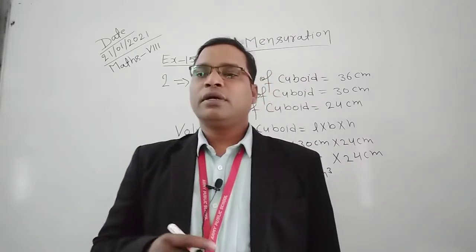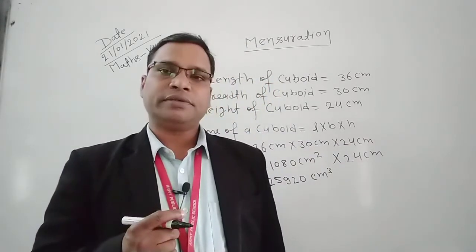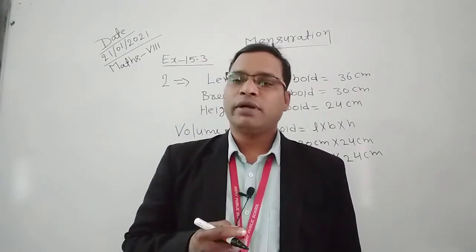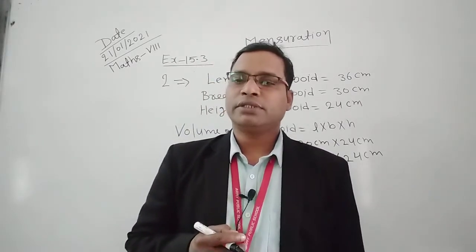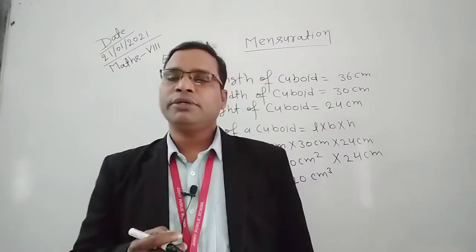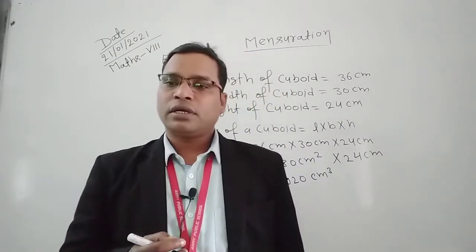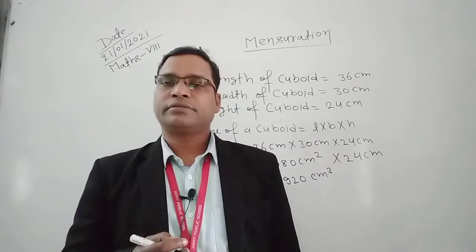Now we are going to discuss question number 3. Question number 3: a cuboid is of dimension 60 centimeter, 54 centimeters and 30 centimeters.